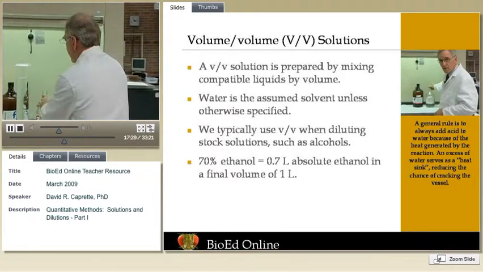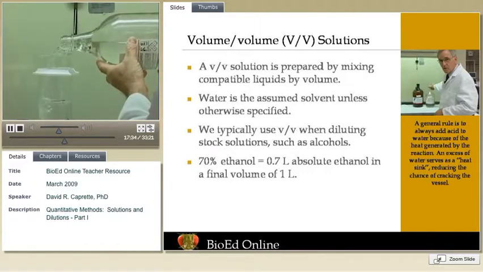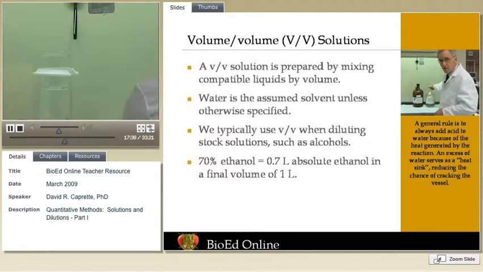I'm going to go ahead and add this to my 1,800 milliliters. There will be some heat, but it doesn't matter because the volume of this liquid will absorb the heat. There's my final solution.